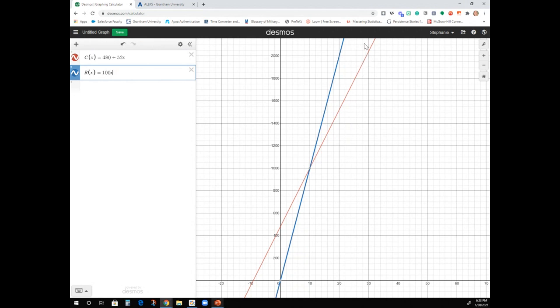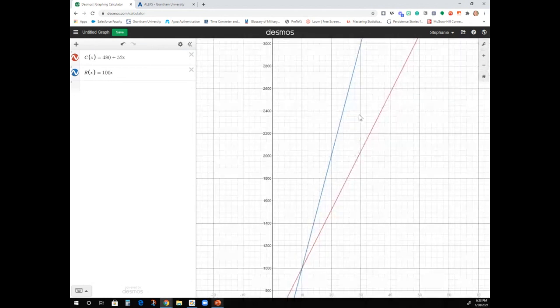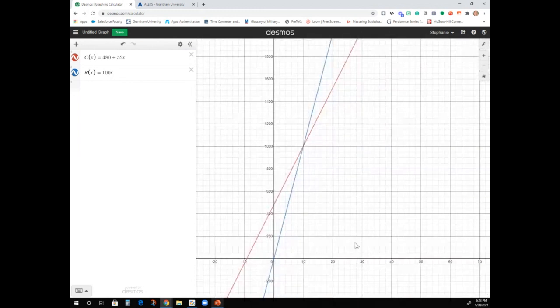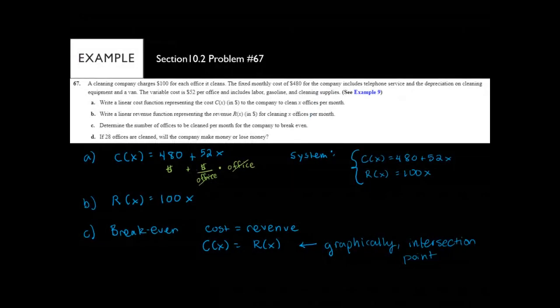I'm just kind of estimating here, but the revenue is much higher, way higher. It looks like $2,800. So you'd be bringing in more money than you would be spending, because your spending is down here, your income is up here. So you'd be making money because your revenue is higher than your cost here, because it's above the line. So for 28 offices, you'd be making a lot of money based off of our graph here.